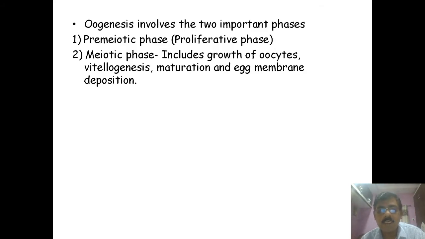The oogenesis process involves two important phases. First one is a pre-meiotic phase, or that we can call it a proliferative phase, and the second phase is a meiotic phase that includes growth of oocytes, vitellogenesis, maturation, and egg membrane deposition.